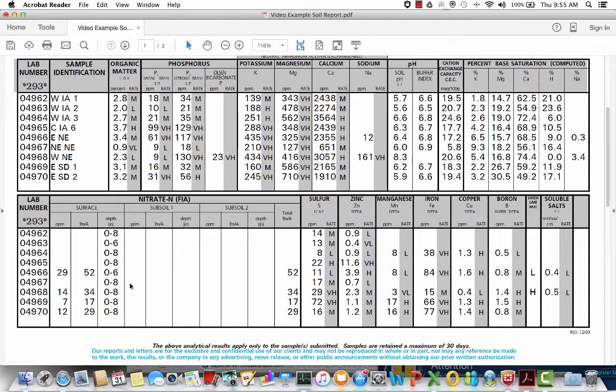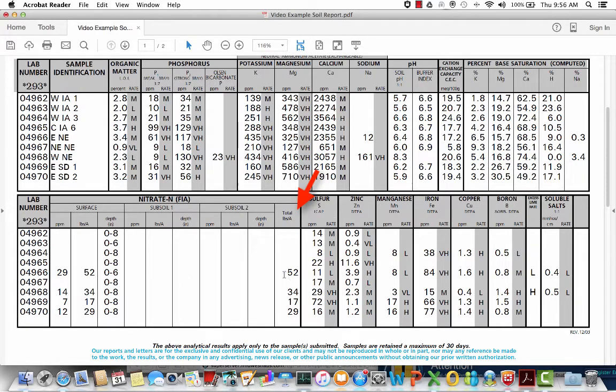If you send us multiple depths, they'll be broken out here in subsoil 1 and subsoil 2, and then for each of those depths, of course, we'll have a range here. We'll use that for the conversion of part per million over to pounds per acre. Each depth will get a separate test. The test will give us results in part per million, and then we'll use the depth that you give us to calculate out the pounds per acre.